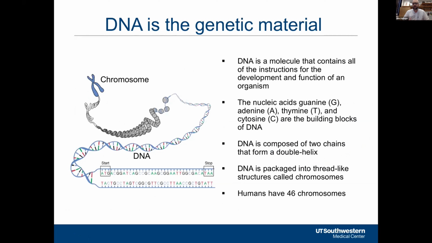It's made up of 4 building blocks, G, A, T, and C. These building blocks form strands, which form a double helix. Then DNA is packaged into thread-like structures called chromosomes. We, as humans, have 46 chromosomes in every single one of our cells.